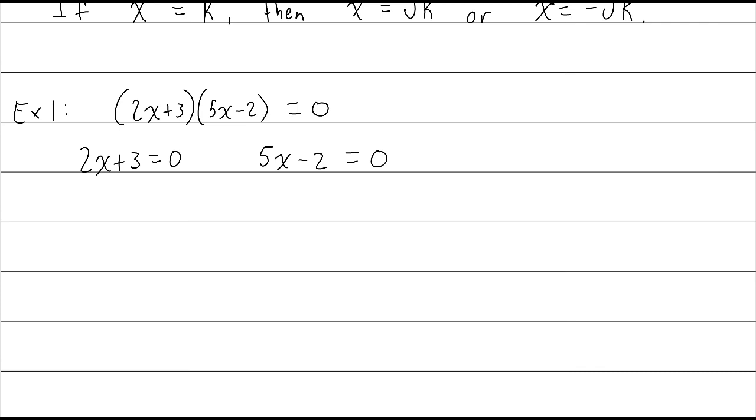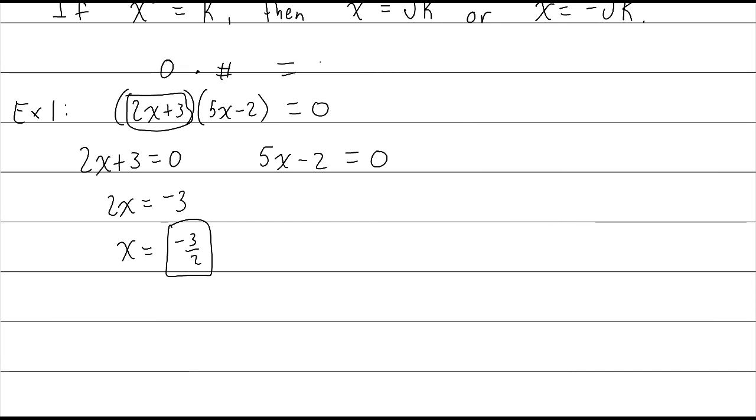If I solve the left one, I would subtract 3 from both sides first to get 2x equals negative 3. And then I would divide both sides by 2 to get that x is negative 3 over 2. That is a solution. If I plugged in negative 3 over 2, this right here would turn into 0, and so it would be 0 times some number, which would have to equal 0.